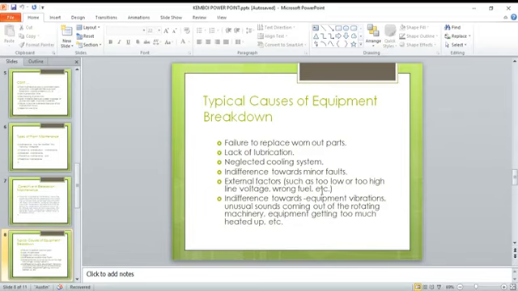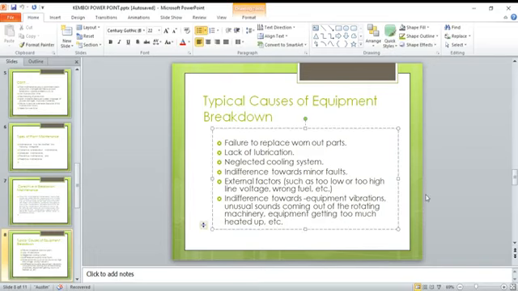External factors such as too low or too high voltage or wrong fuel. When you use the wrong fuel, it will damage your machine. When there is low voltage or fluctuation of voltage, it may cause machine failure. Indifference towards equipment vibration and unusual sound coming out of rotating machines. When there is too much vibration, it could cause another part to come loose. When it was tight, it becomes untightened and will cause breakdown.